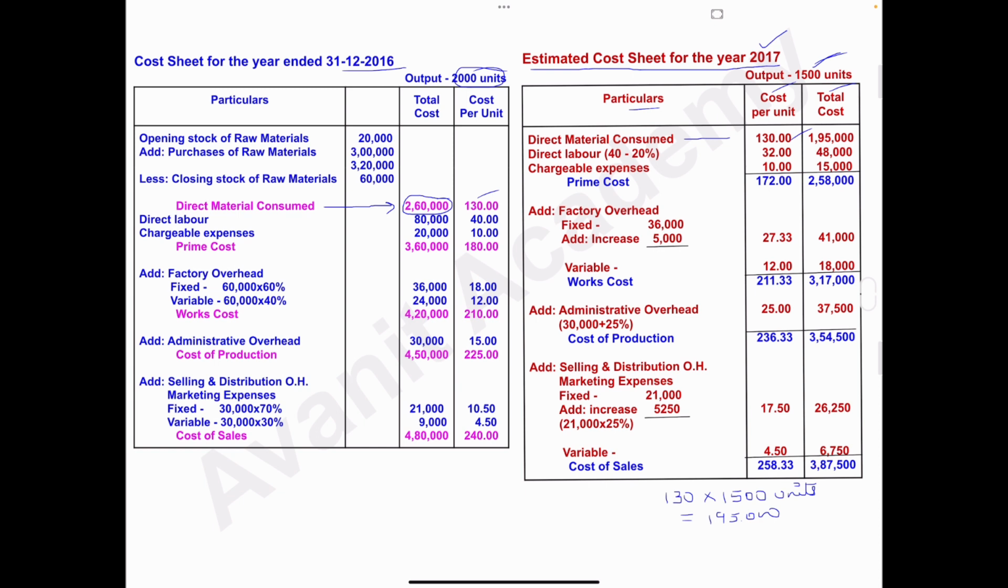To prepare this estimated cost sheet, you have to refer to the previous year cost sheet, that is the cost per unit column and not the total cost column. Cost per unit column we have to refer. So direct material consumed cost per unit is 130. To get the total cost, 130 into 1500 and the amount is 1,95,000. Next item is direct labor.